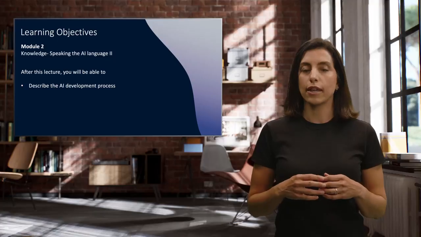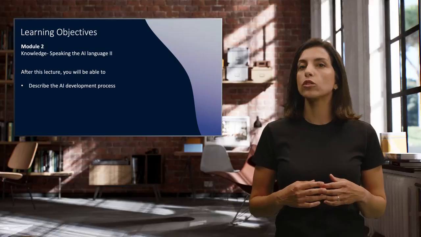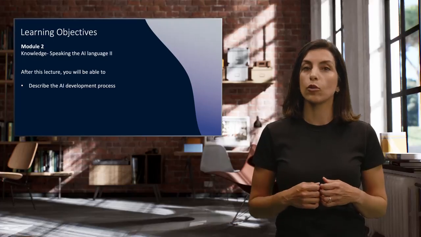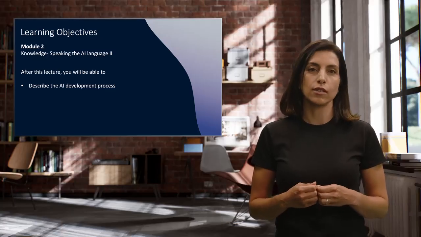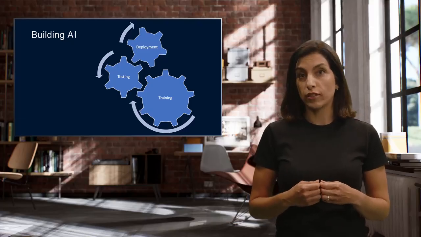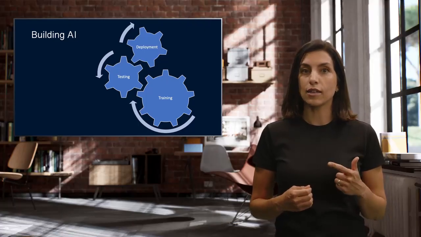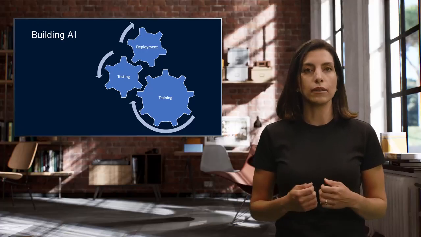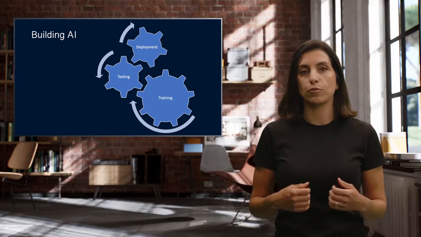After completing this lecture, you can describe the AI development process. What does it take to build an AI model? If you're an architect, I will leave it to you to compare it with the stages in the design process. There are three major phases for developing an AI model: training, testing, and deployment. Remember that, like designing a building, the engineering of an AI model is an iterative process.